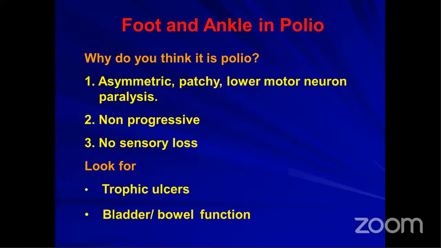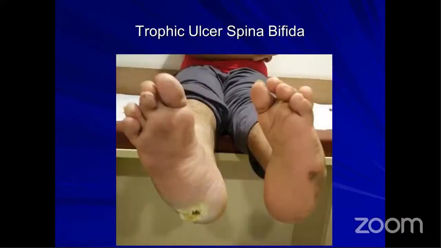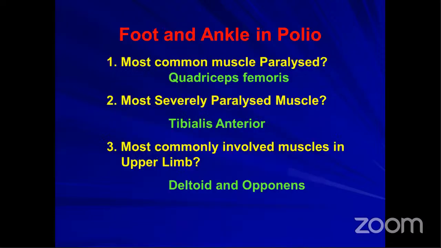Trophic ulcers are always there if there is sensory deficit. So if you have an intact sensory condition, you have callosity. If you have poor sensory condition, you have trophic ulcers, like this child with spina bifida, with sensory deficit in the S1, L5 area, who had a clear trophic ulcer. So this is an important differentiating point. Dr. Maninder beautifully described all the examinations of the foot. That makes my task easier.